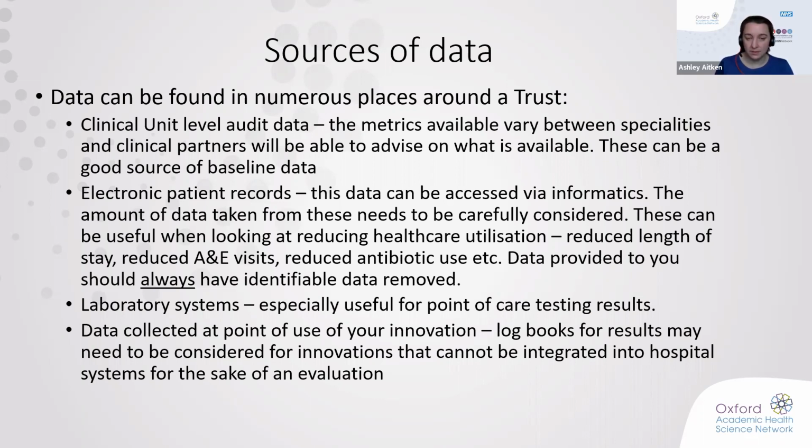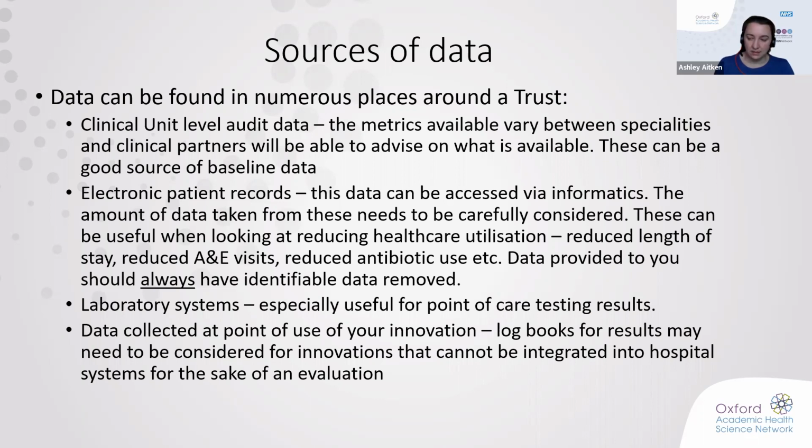And by the time the data leaves the trust, it should always have identifiable patient data removed. So you shouldn't see NHS numbers or MRN numbers or anything like that. It may have a patient identifier against it so you can track them through the system if they crop up more than once in the data, but you shouldn't be able to link it back to the patient records. Laboratory systems have quite a lot of information as well. They're really useful for point of care testing, things like that.